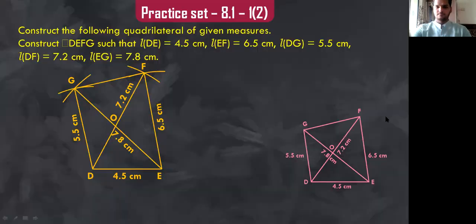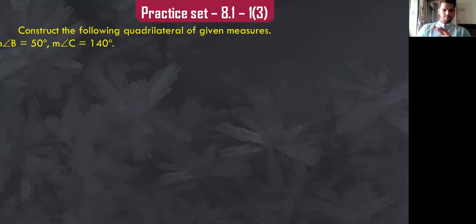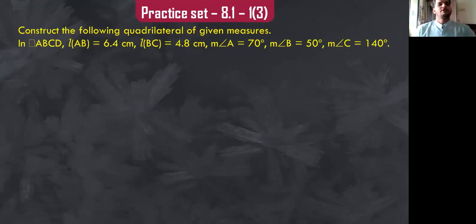Perfect. All right, students. So let us continue with the next question on module number 4, practice set 8.1, question number 1, sub question number 3. Question is, construct the following quadrilateral of the given measures. Name of the quadrilateral is ABCD. Let us read the details. Length of segment AB is 6.4 centimeter. Length of segment BC is 4.8 centimeter.